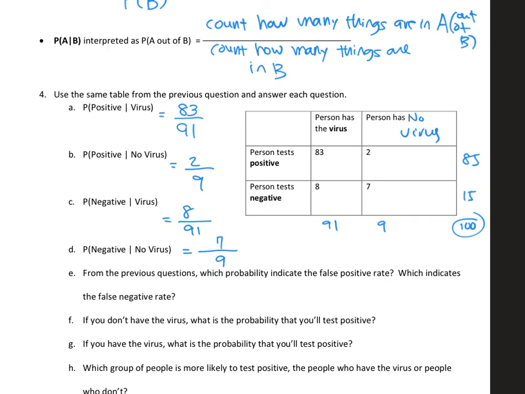From the previous questions, which probability indicates the false positive rate and which indicates the false negative rate? Again, false positive means you don't have a virus, but somehow you got tested positive. So no virus is given and you have to get tested positive. So this one, part B. Which indicates false negative? False negative means you do have a virus, but your result was negative. That's why it's called false negative. So you do have a virus, that means it's given virus, that's the second part, and you have to test negative, so part C.